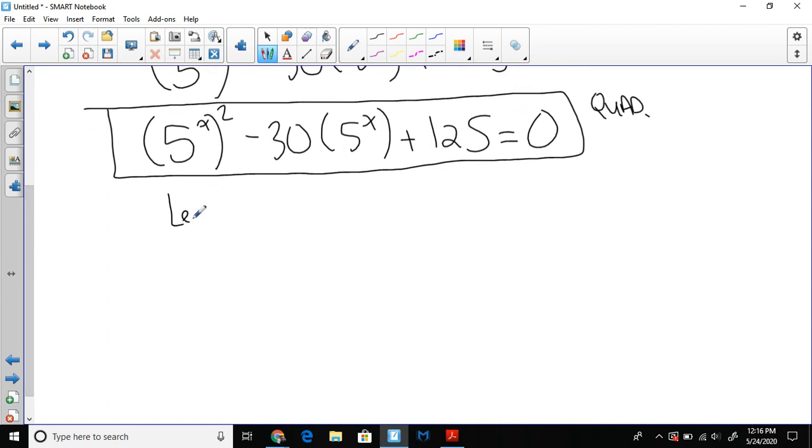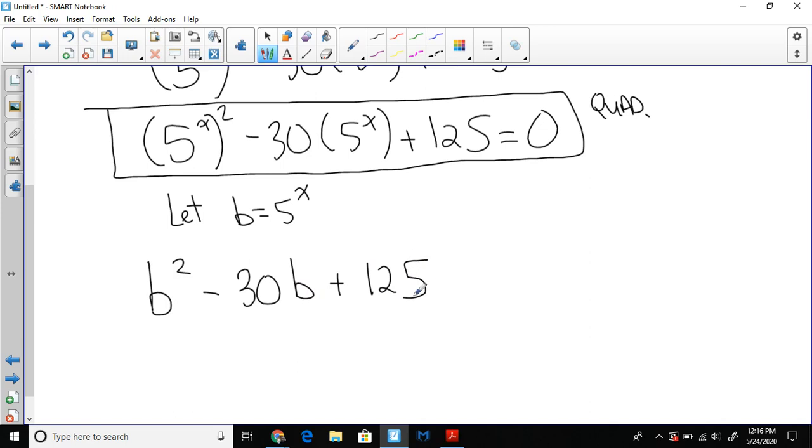So now here, let b equal 5 to the x. So what do I get? I get an equation, b squared minus 30b plus 125 equals 0. Okay? Everybody cool with that? So now this is a quadratic that we can see, right? It's not hiding, and we can solve it, hopefully.